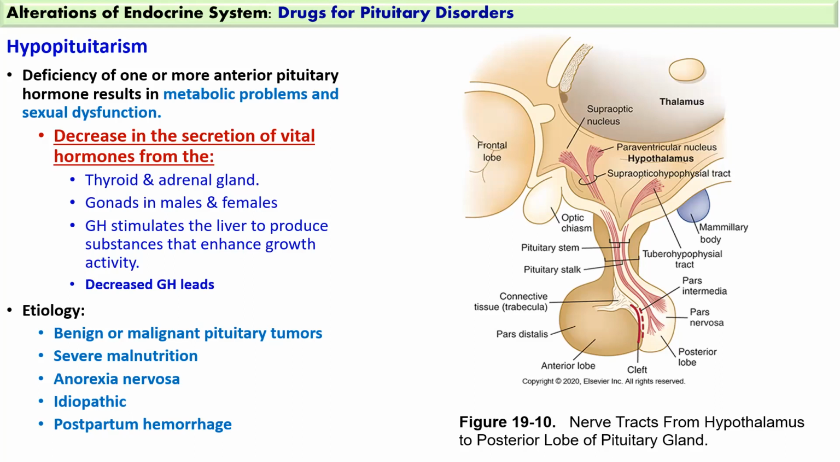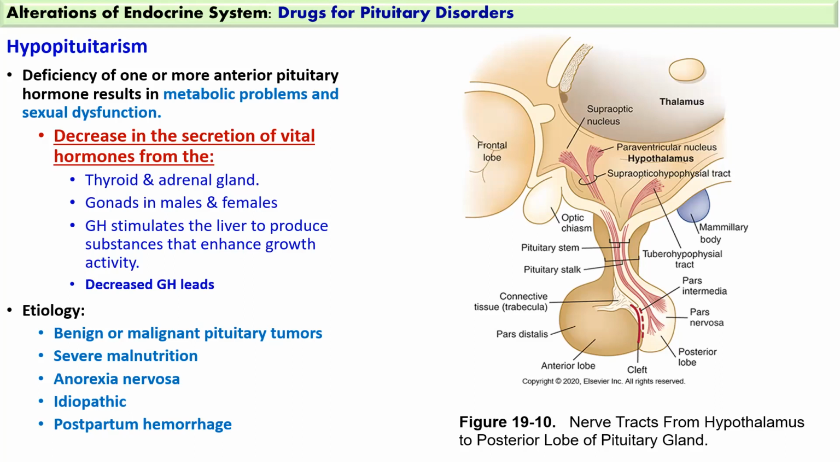Hypopituitarism usually results from either benign or malignant pituitary tumors, severe malnutrition, or anorexia nervosa, or sometimes we don't know the underlying cause of the hypopituitarism. Unknown etiology is called idiopathic. We have no idea what the underlying cause or etiology of the dysfunction is, and that's when we would call it idiopathic.